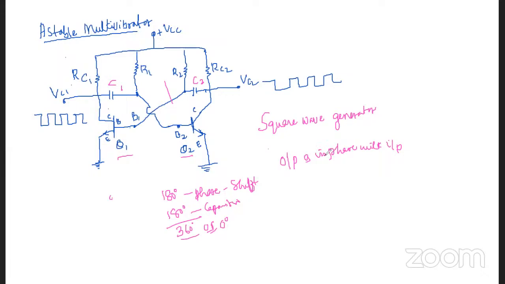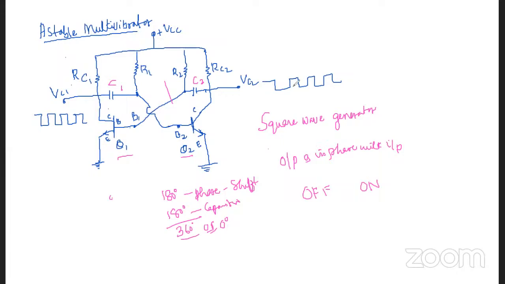So the transistors here are driven into the cutoff region, that is off, and the saturation region, that is on, almost instantaneously, producing a square wave output here.